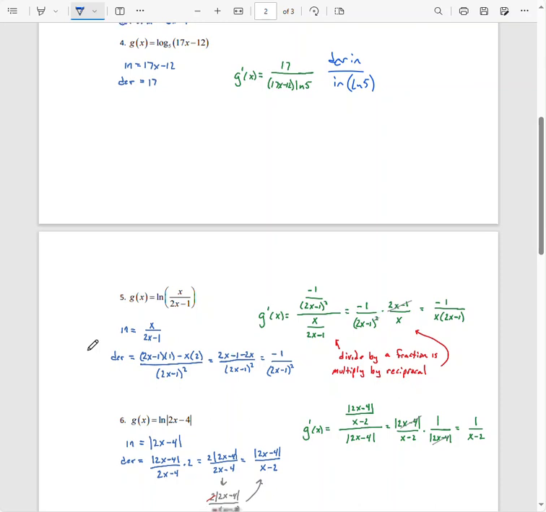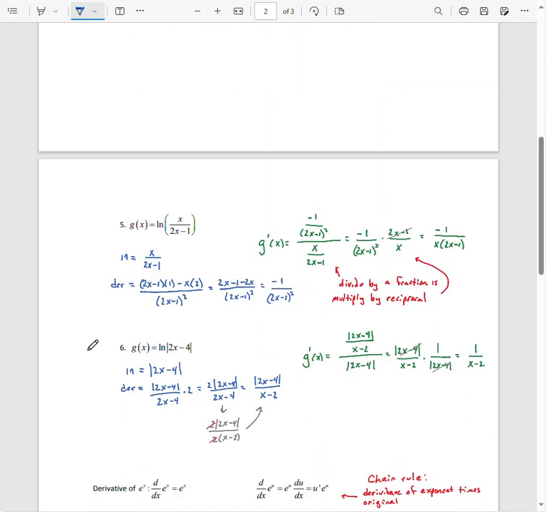Moving on, more examples. Here we go. g of x equals the natural log of x over 2x minus 1. Now, I said over, so there's a quotient built in. I notice my inside is x over 2x minus 1. To find the derivative of the inside, I have to use the quotient rule. The quotient rule says low d high. And if you need to, write it over here. I'm not going to use the same color.